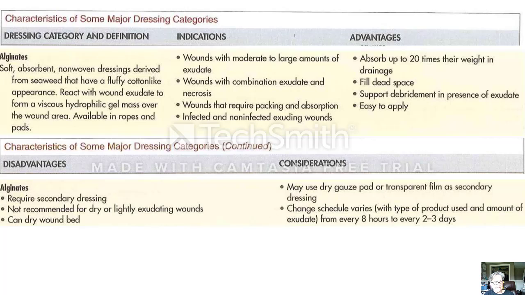Disadvantages: require a secondary dressing. Not recommended for dry or lightly exudating wounds. Can dry the wound bed. Considerations: may use dry gauze pad or transparent film as secondary dressing. Change schedule varies with type of product used and amount of exudate, from every 8 hours to every 2 to 3 days. Alginates.